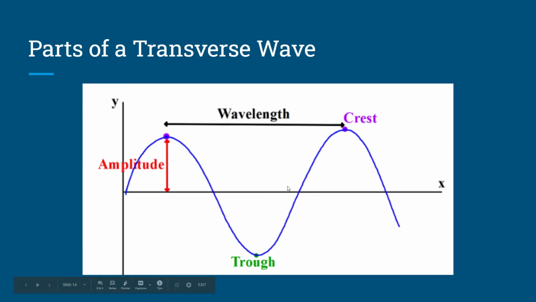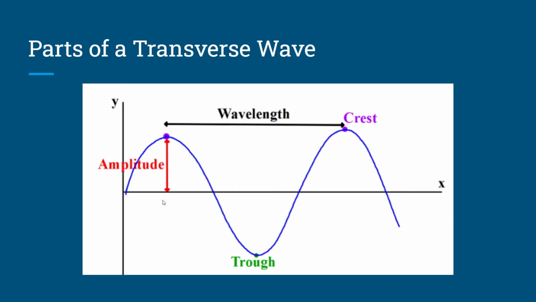The other thing that all waves have is something called an amplitude. An amplitude is a measure of the amount of energy the wave is carrying. So the higher the peak on a transverse wave, the more energy it carries, and therefore the more amplitude it has. Amplitude is just a fancy word for energy.